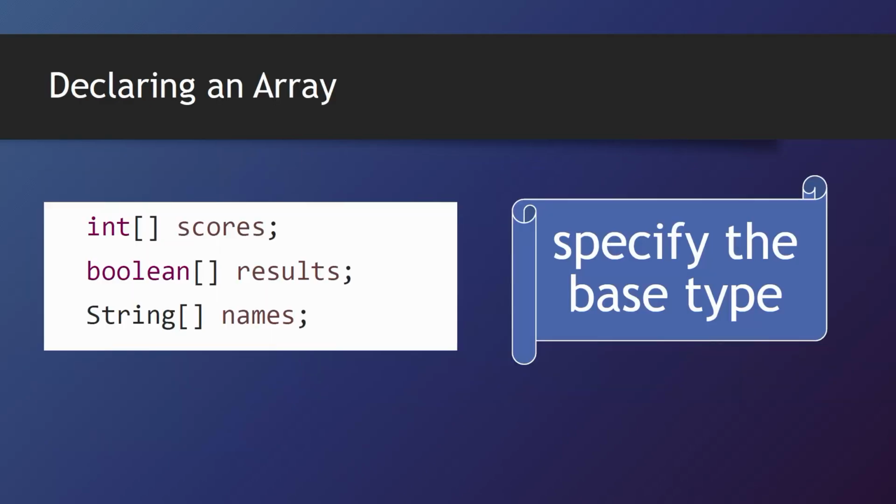To declare an array, you specify the base type, square brackets, and the array name. In this example, we've declared an int array, boolean array, and string array. Just declaring an array doesn't specify its size or create any elements inside it. It doesn't allocate any space in memory. To do that, you need to initialize the array.